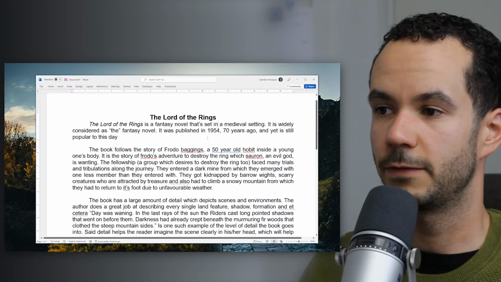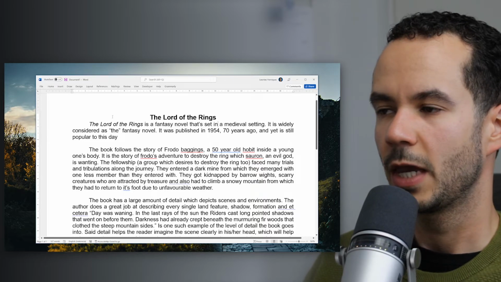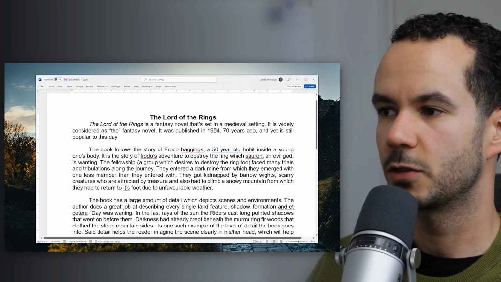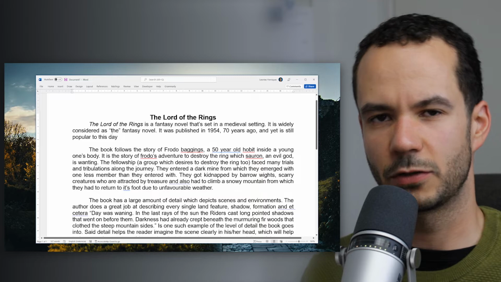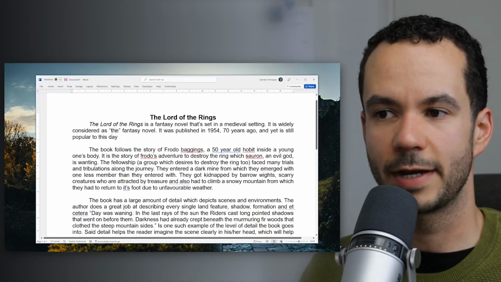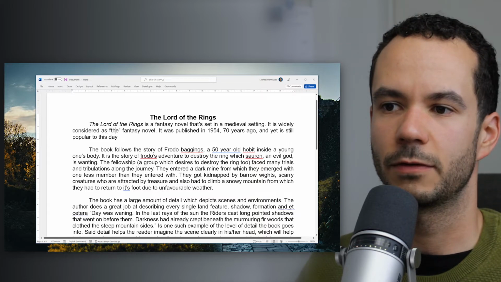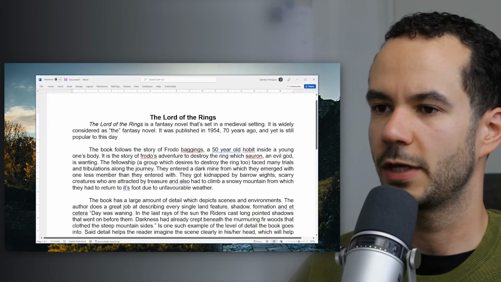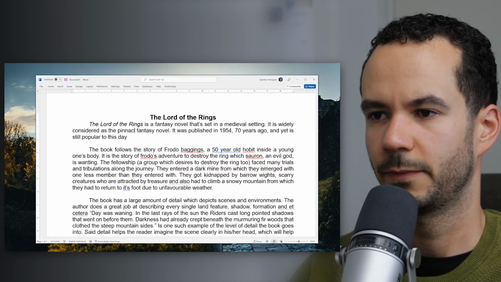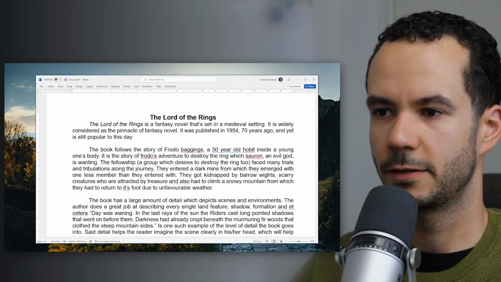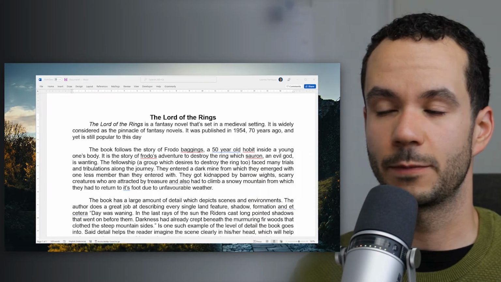It was published in 1954, 70 years ago, and yet is still popular to this day. And what we can change is we can say that it is widely considered as the fantasy novel. Now, of course, you need to read that with emphasis. And what we can do is change the wording in such a way that we include the emphasis without using those quotation marks. So what I'm going to say is that it is widely considered as the pinnacle of fantasy novels. And that means that it's the absolute best of the best when it comes to fantasy novels.